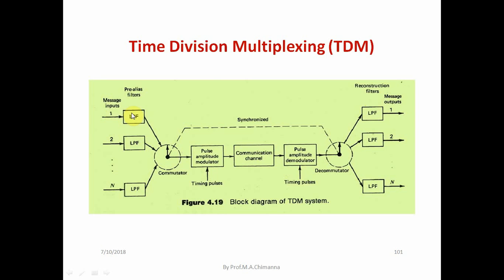Once the first message has been applied and that whole process is completed, it takes the second, then the third. In this way, on a priority basis, all the information is received and comes out from the decommutator. And this is the basic operation of the time division multiplexing system.